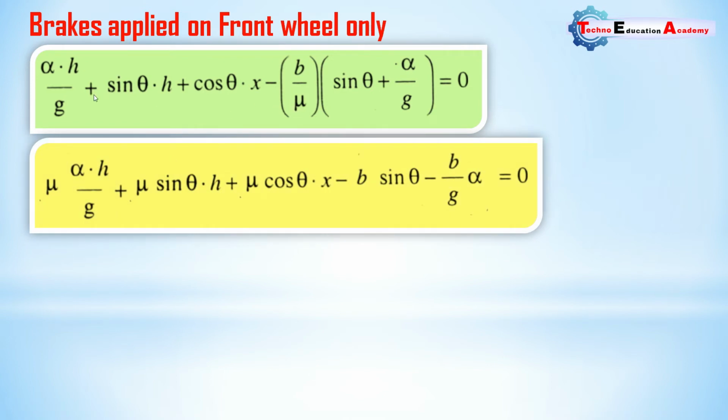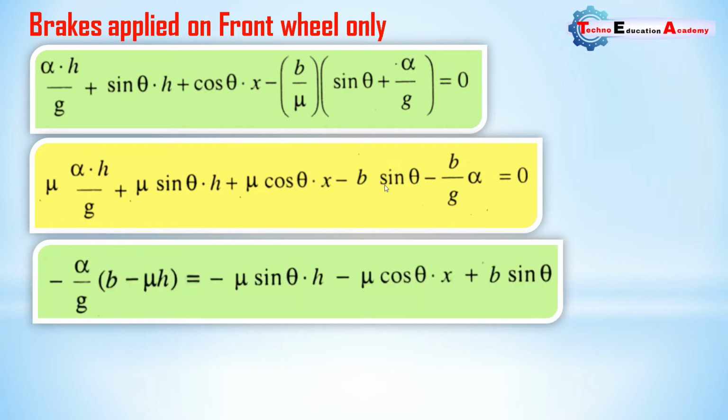Here we cross multiply the term mu with this term. So mu alpha into h by g, mu sin theta into h plus mu cos theta into x minus this b term is separately multiplied with sin theta and alpha by g, and minus term is there. So minus b sin theta minus alpha upon g into b equal to 0.